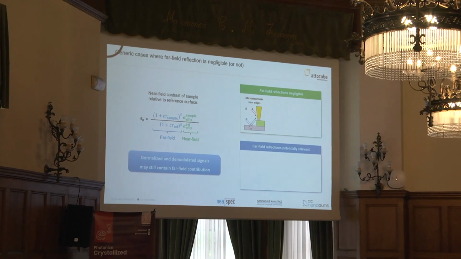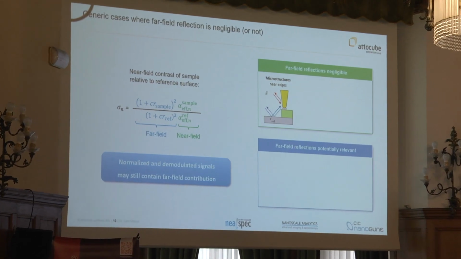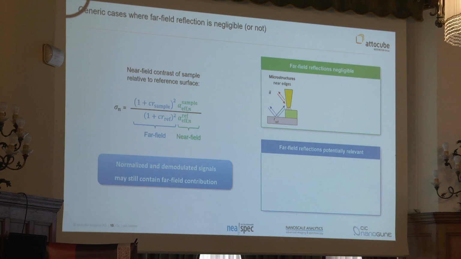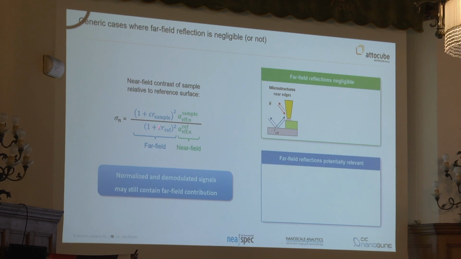Yeah, and so this is the case. Here I want to show when this far-field indirect illumination is relevant and when it is not. We've seen this before in a talk. If we plot the normalized near-field response, we have the effective polarizability, which is normalized, and also the far field. If these two terms, sample and reference, are the same, this just cancels out.